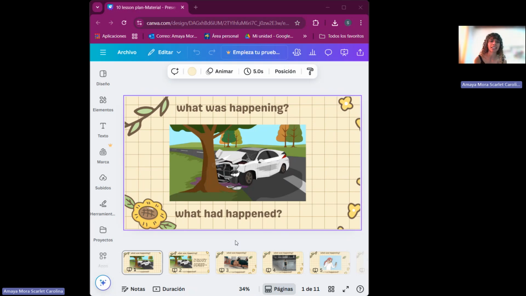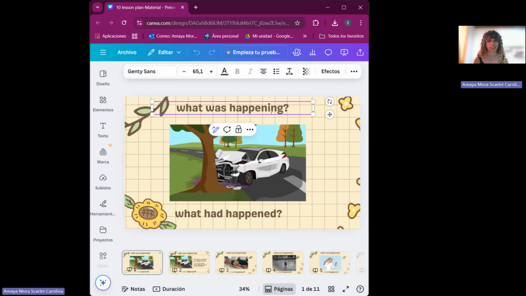I don't know if you recognize this structure, but you can use it in the present. I want to talk about the past continuous and past perfect. In the present continuous, we have the verb ending in ing. For example, what was happening is the past continuous.